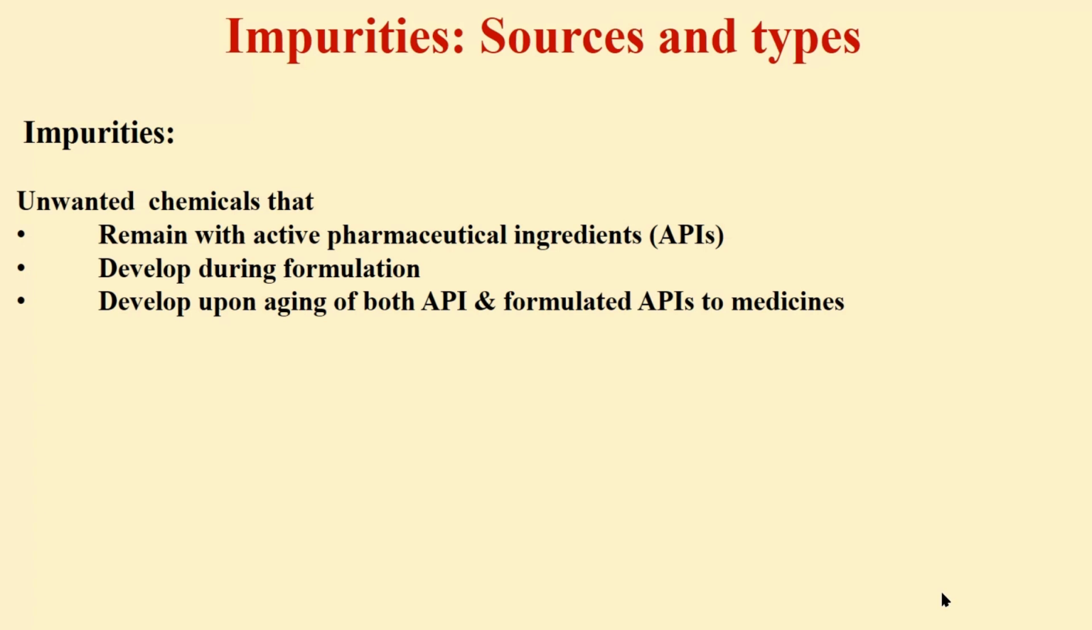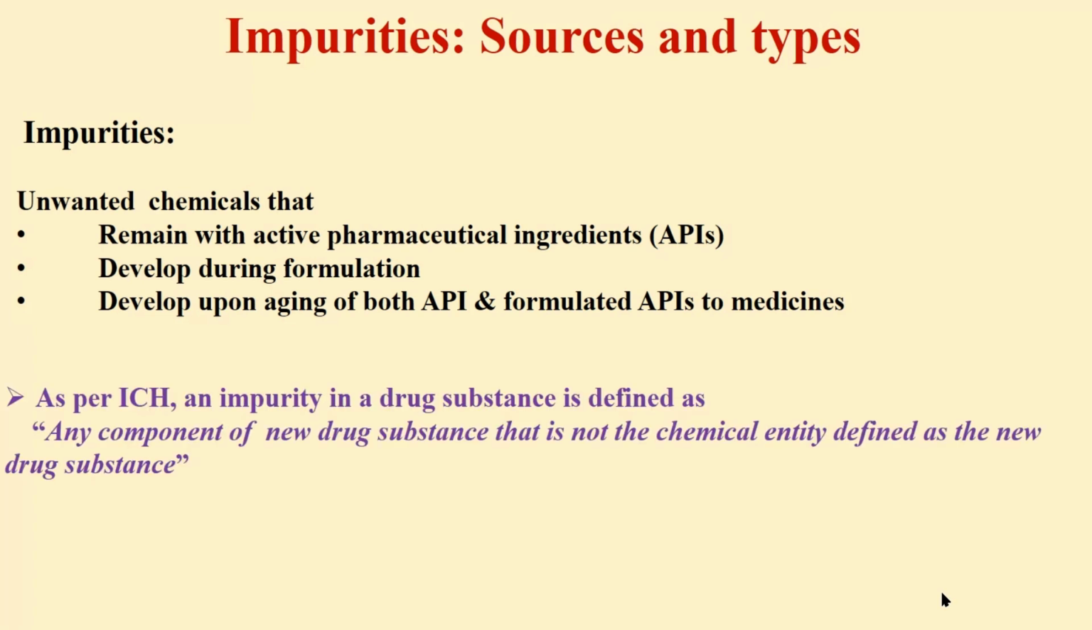These impurities can get developed during the process of manufacturing of either APIs or during the formulation process or upon aging. As per the ICH guidelines, the International Conference on Harmonization, it defines an impurity as any component of a new drug substance that is not the chemical entity defined as the new drug substance.